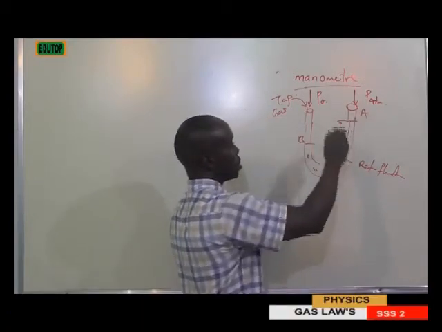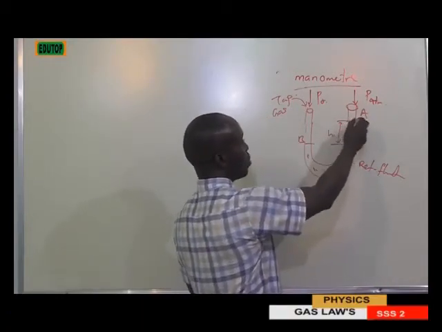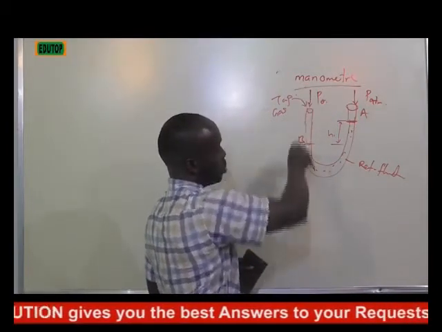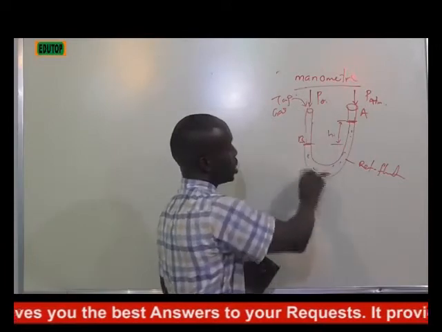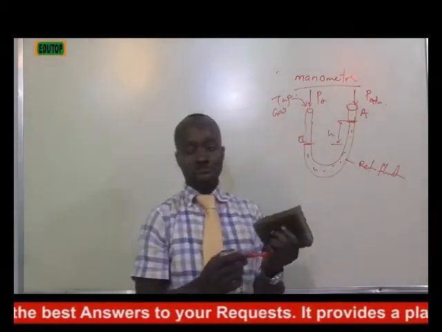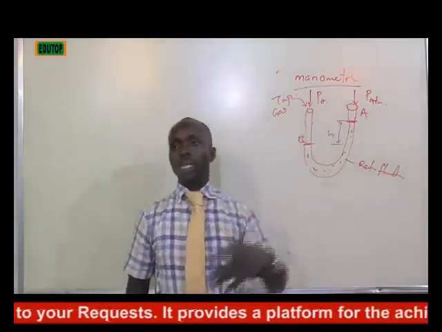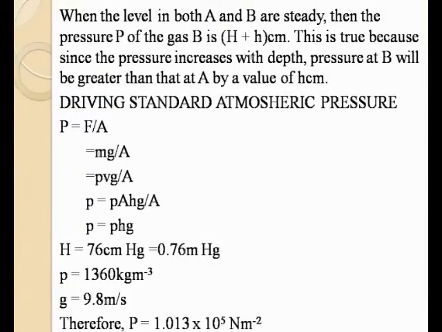Now when the gas comes in through this A, the level of A rises above that of B, because the pressure will move the remaining liquid. This pressure will move it down and this goes up. From there, a difference in height will be obtained. Now if we proceed, it is said that when the levels of both A and B are steady, with the pressure P of the gas at B.